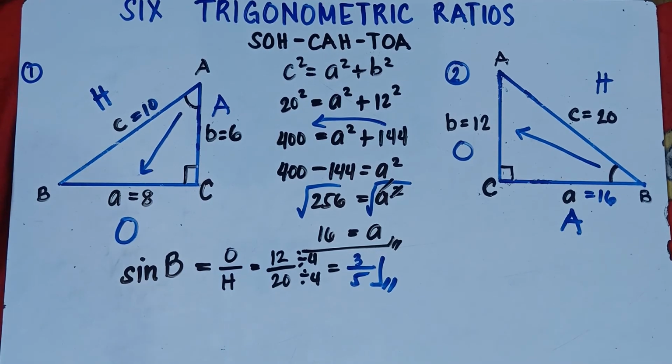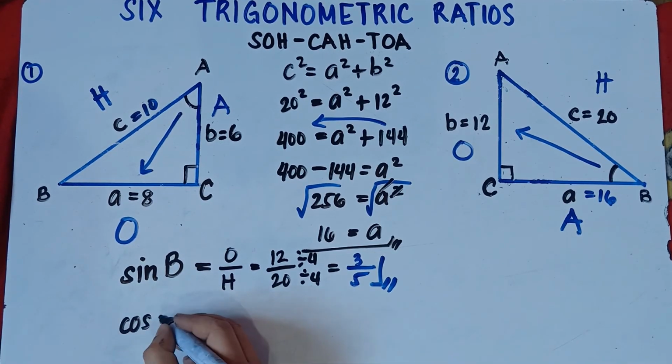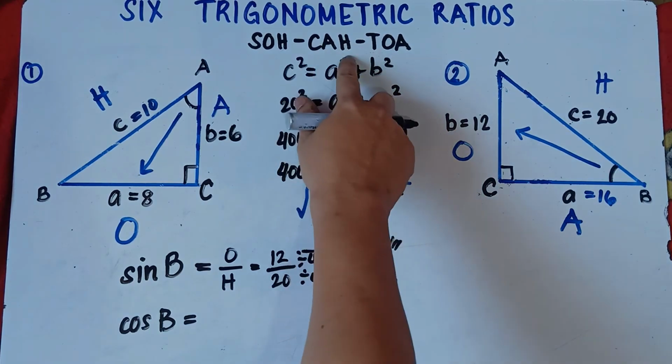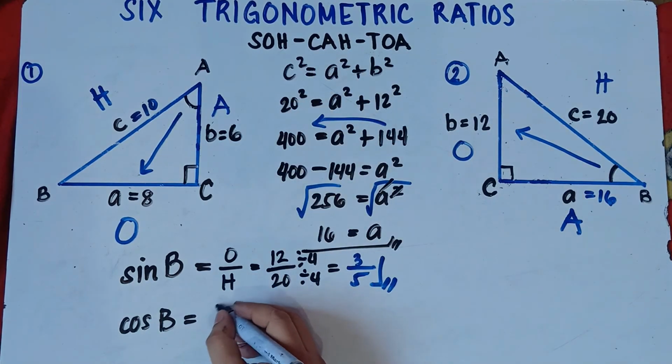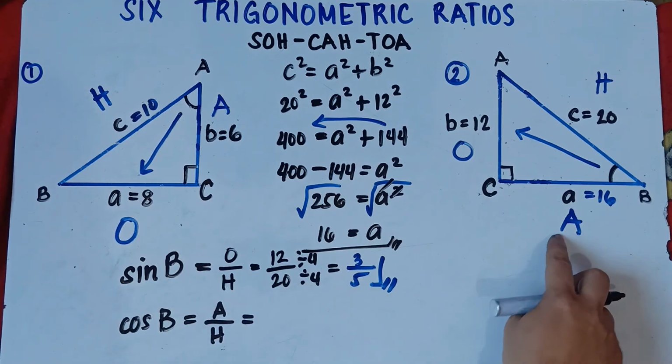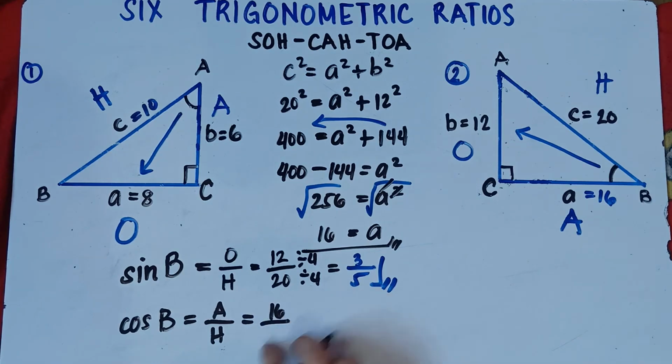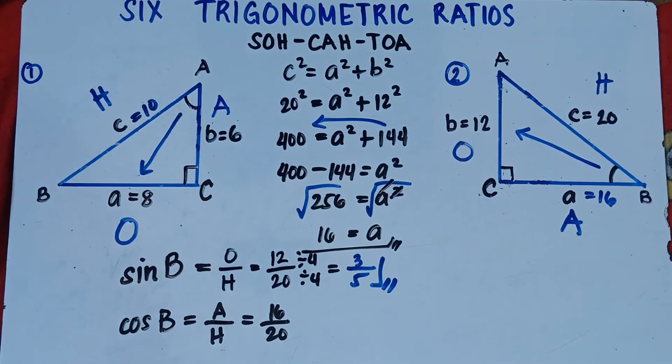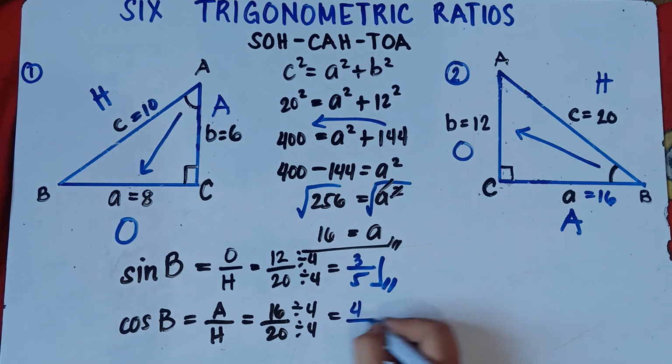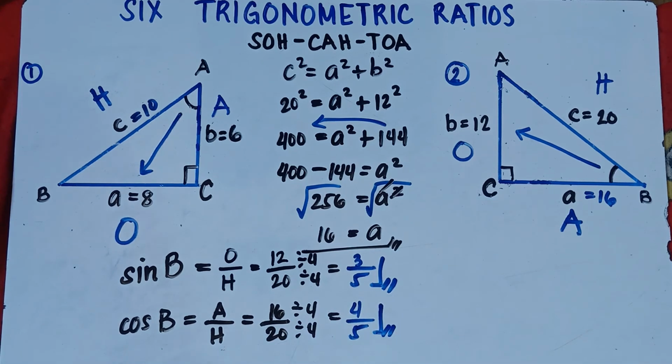Alright, let's have cosine B. So cosine B is equal to, once again, cosine is adjacent over hypotenuse. So adjacent over hypotenuse is equal to, our adjacent is 16. So 16, our hypotenuse is 20. So check, can we reduce? Yep, we can reduce. We can divide this one by 4. 16 divided by 4, that is 4. 20 divided by 4, that is 5. So our answer is 4 over 5.